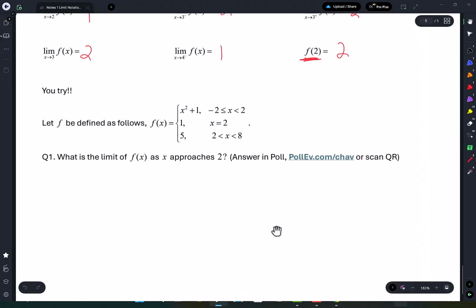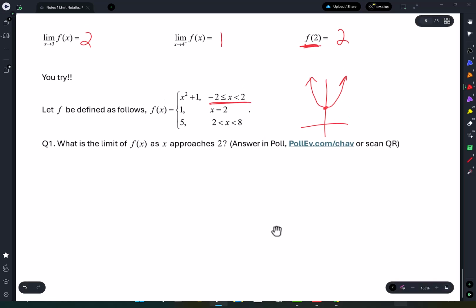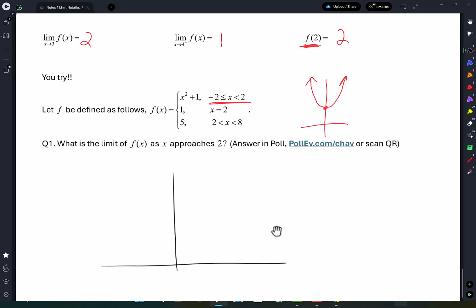So here's how I would do it, guys. Like I said, maybe you guys are visual learners. So does everyone know what x squared plus 1 looks like? It has a vertex at 1 on the y-axis. It's just x squared with a vertical translation of up 1. But this says it only behaves like that between -2 and 2. So here's my grid. Here's -2.